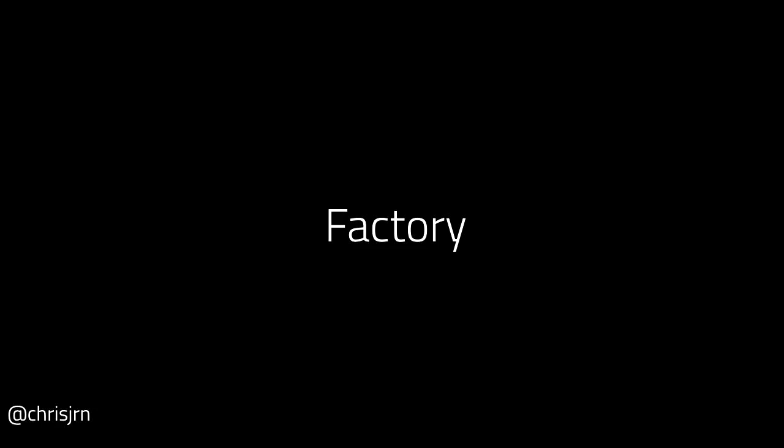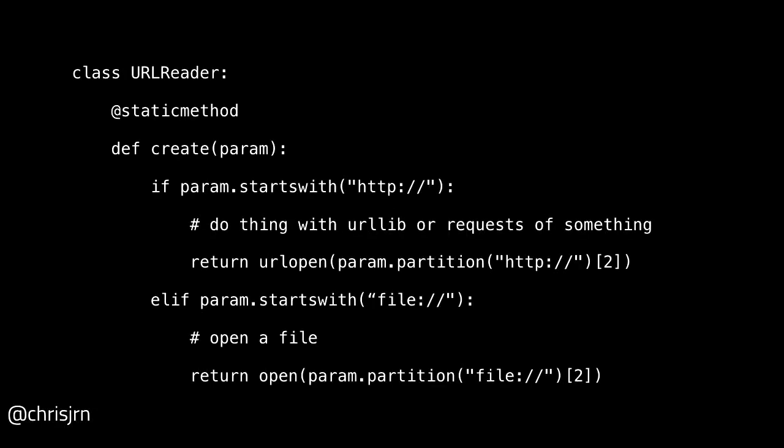Factories are callables that can create instances of an object that fulfills a certain interface. So here's a URL reader factory. It's a static method on a class. It looks at some parameter, and returns the right sort of thing that you can read from based on the sort of URL that you pass in. This is a really flimsy implementation of URL opener and urllib.